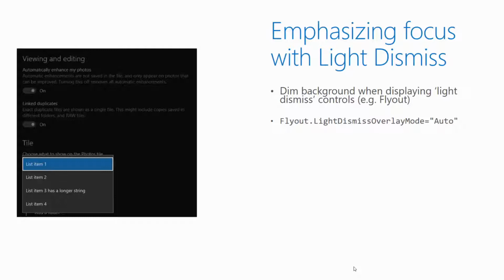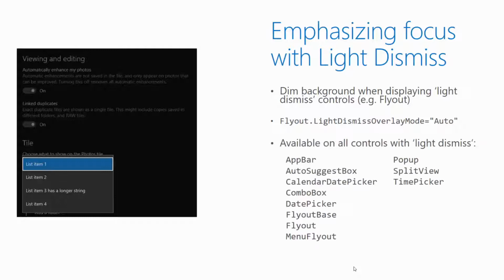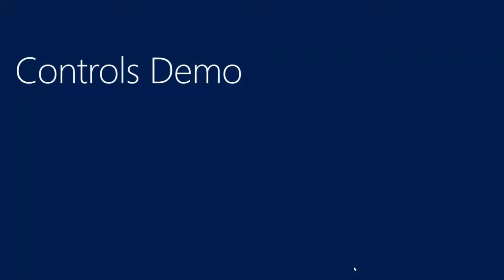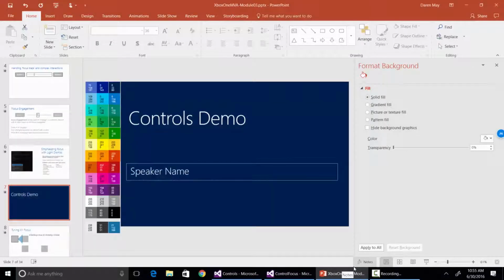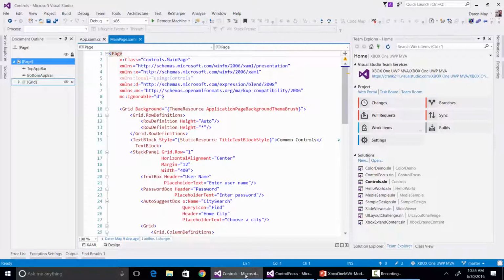And can I programmatically turn this on and off? Yes, so you have a property that you can set that determines whether it's auto, and it's available on all of the controls that support light dismiss, such as app bar, auto suggest box, and so on. This isn't unique just to Xbox either. If I start setting this programmatically, I'll see it on Windows, so that's cool. Yes. So let's show a quick demo of these controls and just prove that there really is nothing different between them and what we're using on our app, on our desktop.